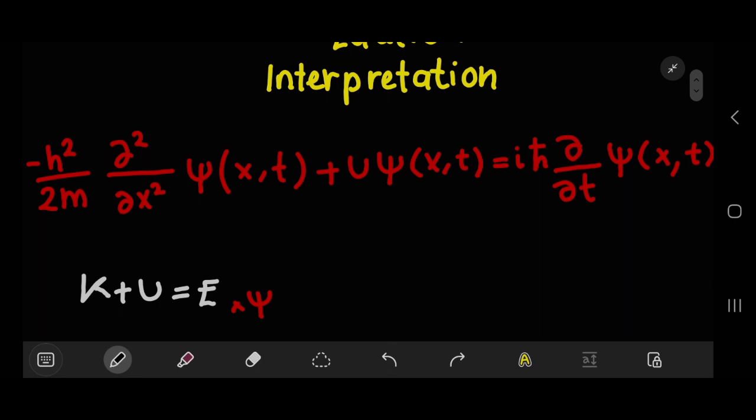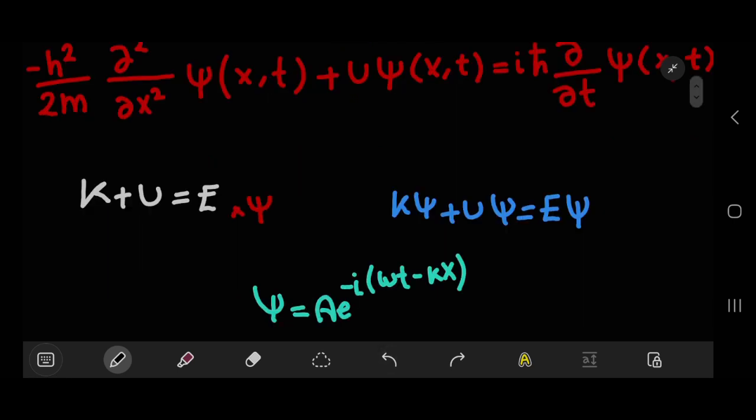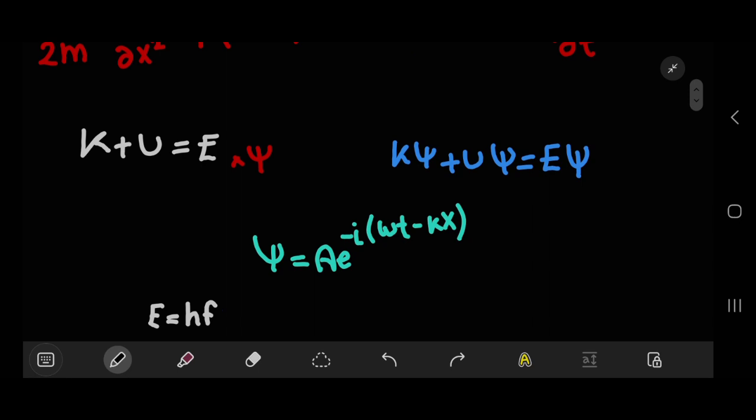Multiply that by psi, we'll get Kψ + Uψ = Eψ. We know that psi in a simple wave is A e^(−i(ωt − kx)). That wave propagates in the positive x direction. We know previously that E = hf. h is Planck's constant and f is frequency.